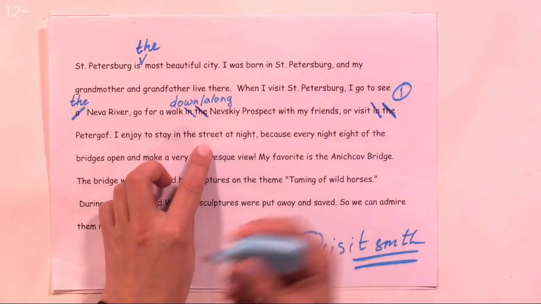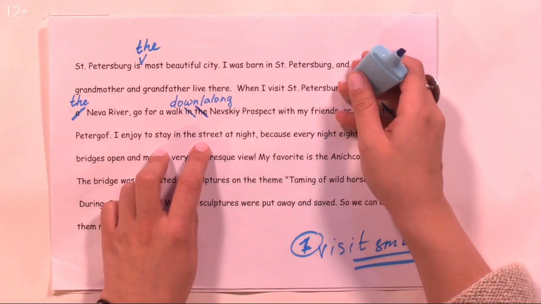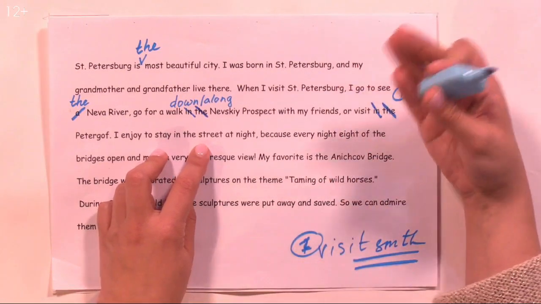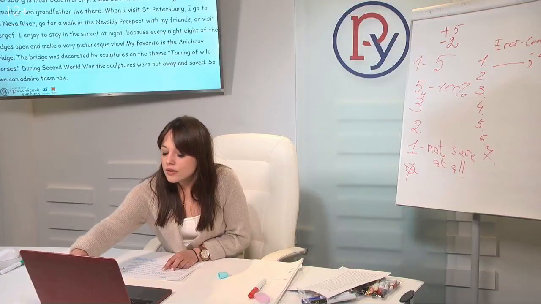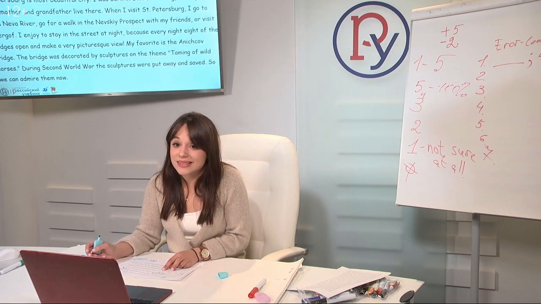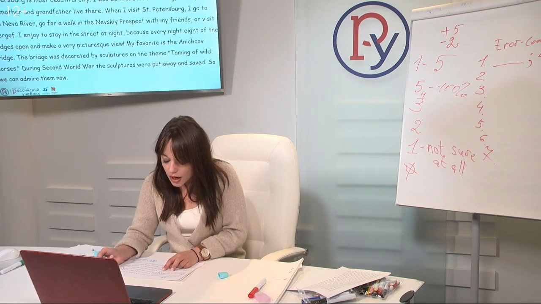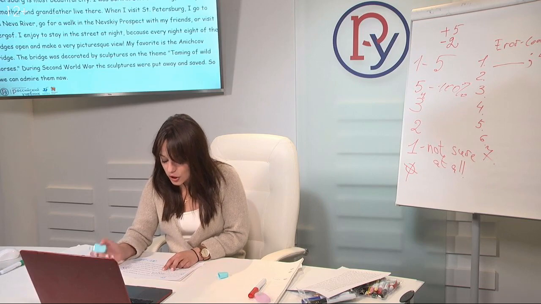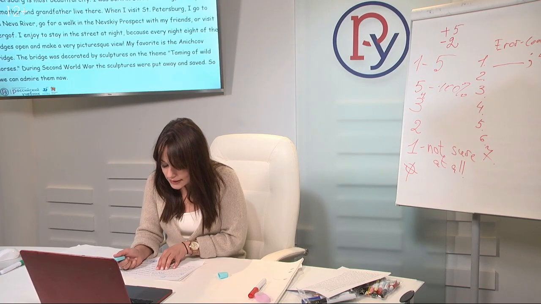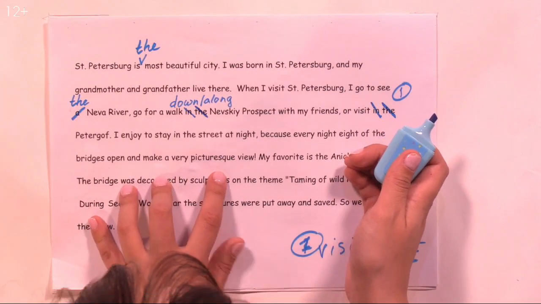I enjoy to stay in the street at night. Now again, is this a mistake? This is actually a mistake. Our students shouldn't have written I enjoy to stay. I enjoy plus a gerund, but are we correcting it right now? No. Given the instructions for this exercise, we are focused only on the use of articles and prepositions. So for now, we stay away. In the street at night, because every night 8 of the bridges open and make a picturesque view.